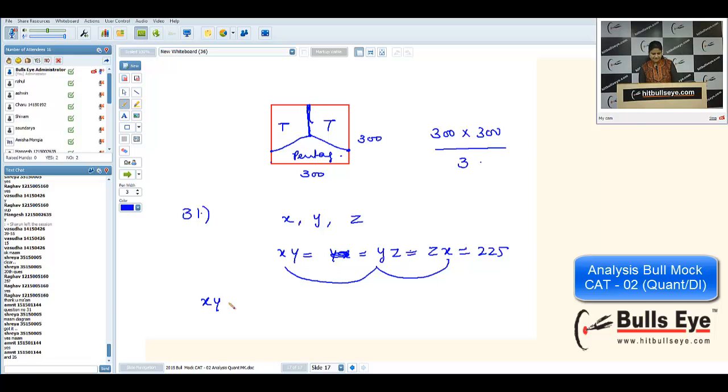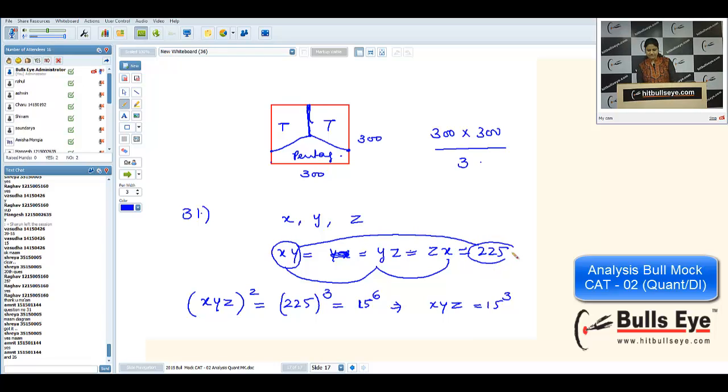So I can see (xyz) whole square is nothing but 225 cubed. What is 225? It is 15 squared. So it will become 15 raised to power 6. So we can say xyz is nothing but 15 cubed. Now by using these, xy is equal to 225. I am putting the value here: 225 into z is equal to 15 cubed. So obviously z will be 15 in this case. In the same manner, x, y, z all are equal, 15, 15 and 15. Is it okay, Amrit?